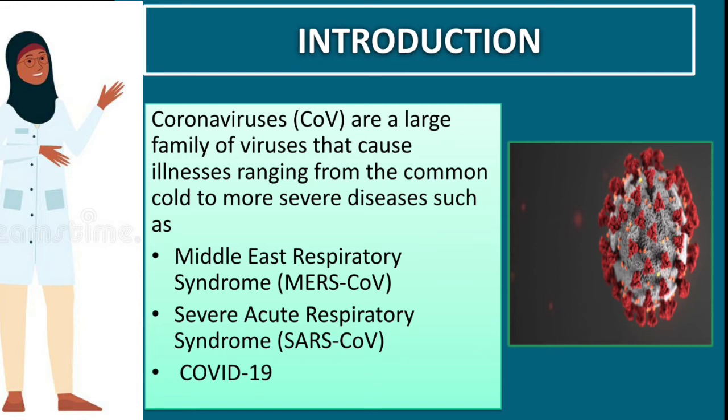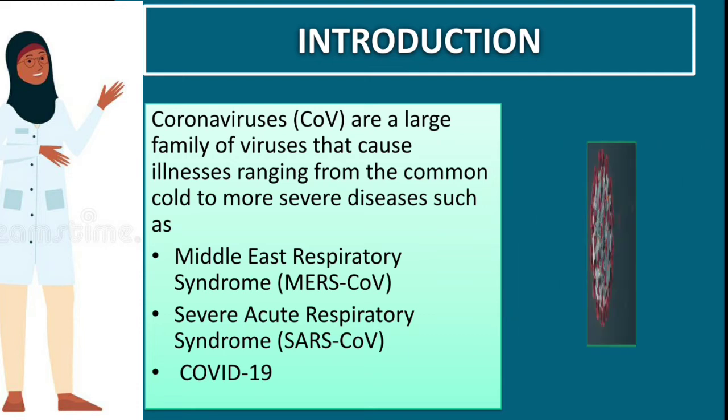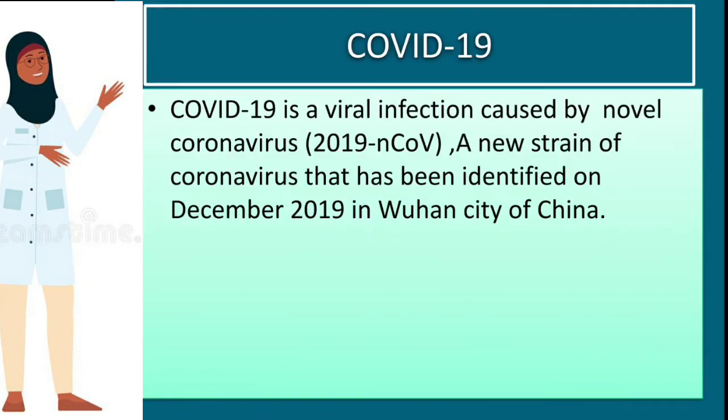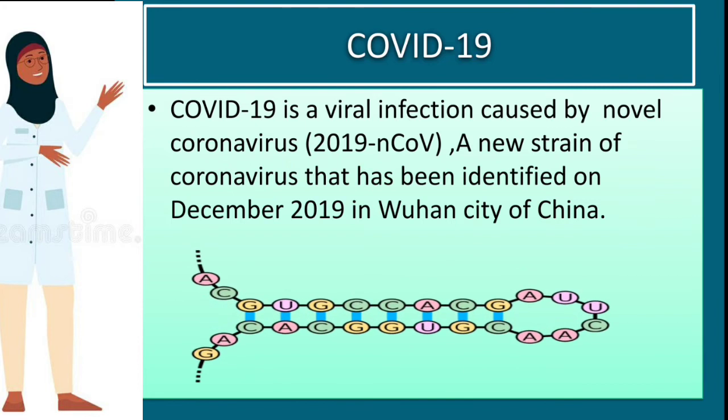Coronaviruses are a large group of viruses that can cause various types of illness, ranging from common cold to fatal conditions like SARS and MERS-CoV. And the latest one is COVID-19. Okay, now let's see more about COVID-19. As I have mentioned before, it's a viral infection caused by a positive single-stranded RNA virus called novel coronavirus, which is a new strain of coronavirus first identified in December 2019 in Wuhan city of China.